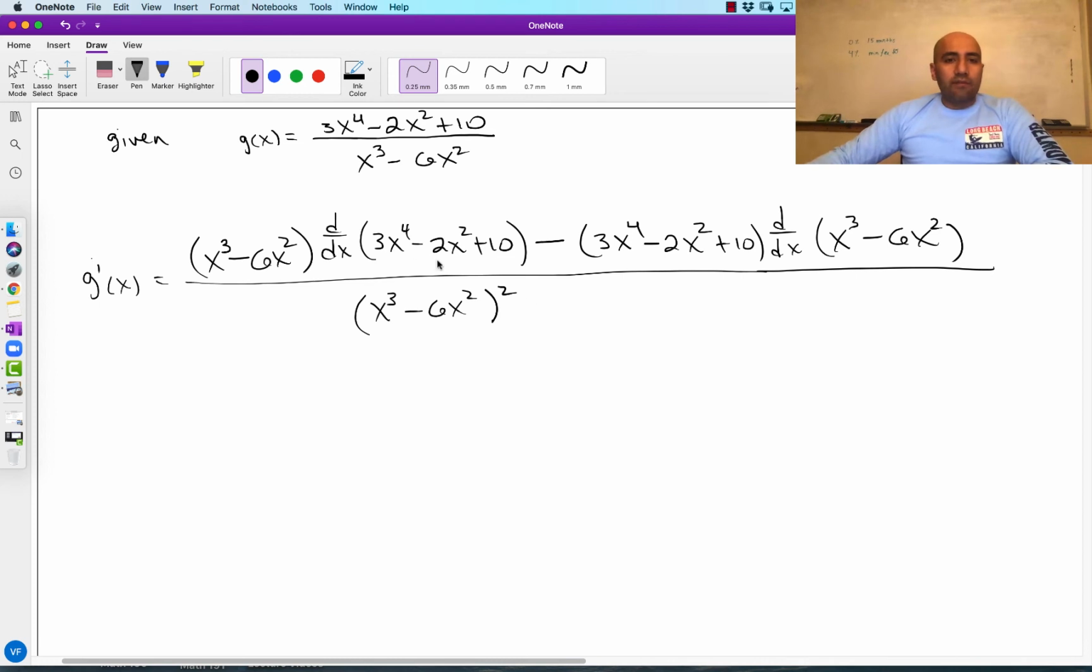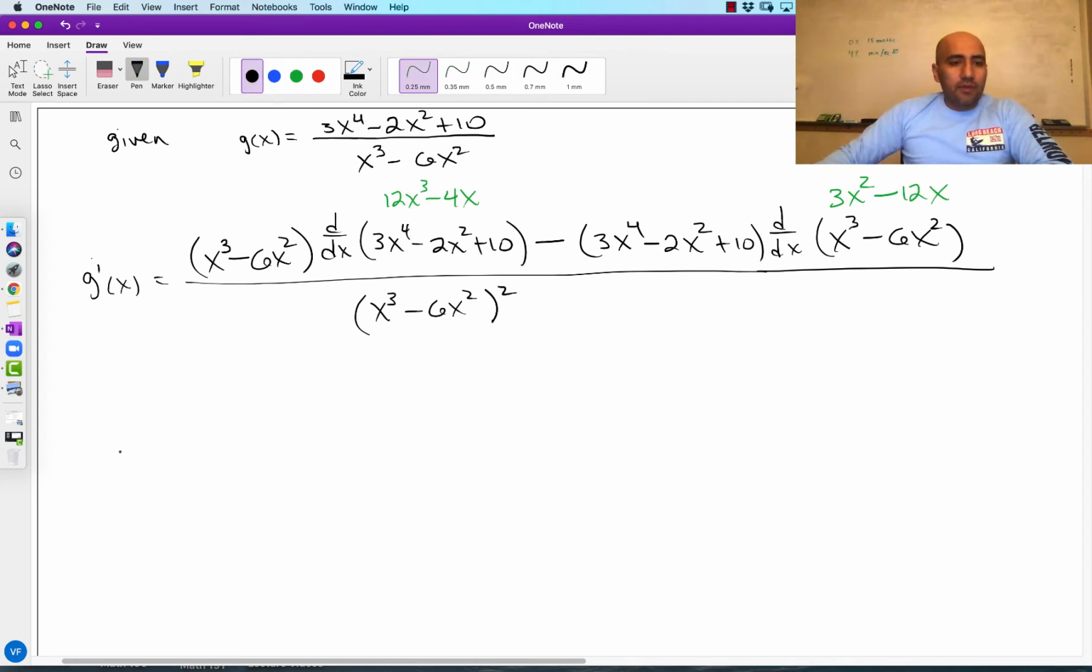Okay, so now we just have to find a couple of derivatives. I'm going to put them right here. The derivative of this guy is very easy. It's just a polynomial. It's going to be the derivative of each one of these terms. So this becomes 12x to the 3rd power minus 4x, and that's a 0. Derivative of 10 is 0. And the derivative of this guy is super easy as well. That's just going to be equal to 3x squared minus 12x. That's the derivative of that.